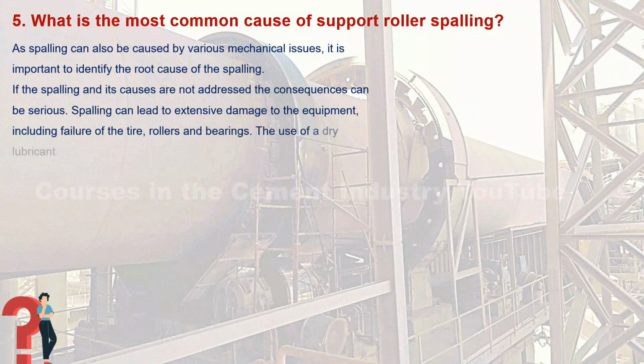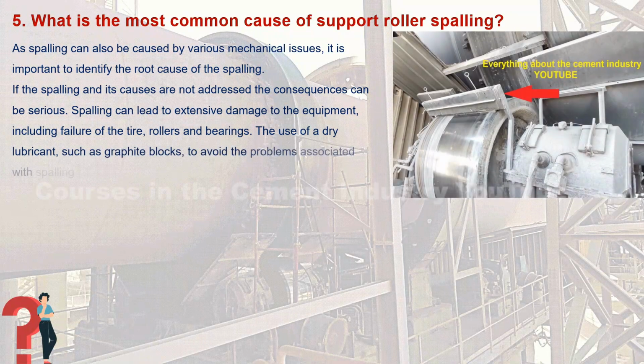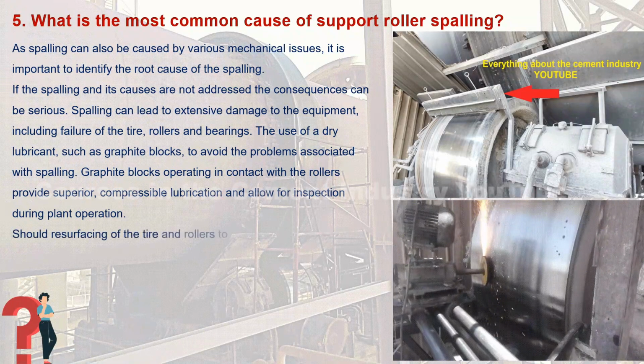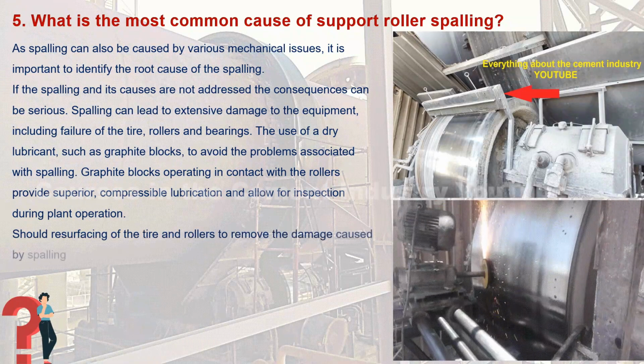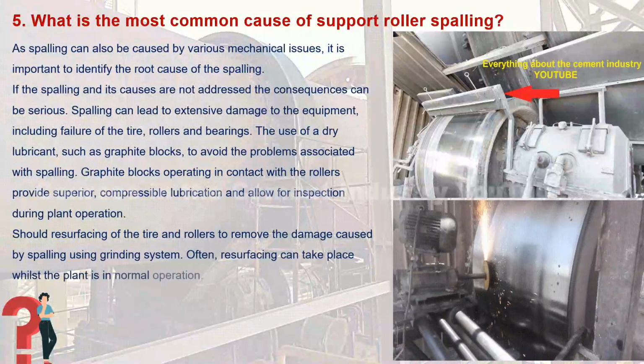The use of a dry lubricant, such as graphite blocks, can avoid the problems associated with spalling. Graphite blocks operating in contact with the rollers provide superior, compressible lubrication and allow for inspection during plant operation. Should resurfacing of the tire and rollers be done, to remove the damage caused by spalling, using a grinding system? Often, resurfacing can take place whilst the plant is in normal operation.